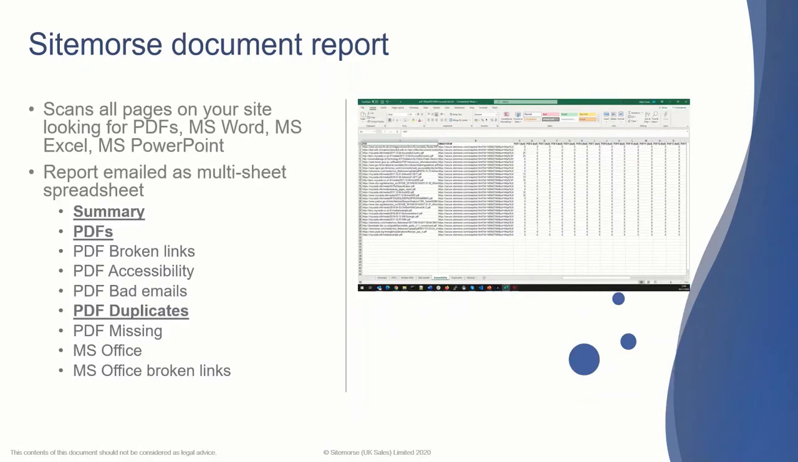The SiteMost document report. This is a new report. It runs every quarter and it looks at all the documents we can find on your site. That is, the documents that are linked from your web pages. We email this to you as a spreadsheet.